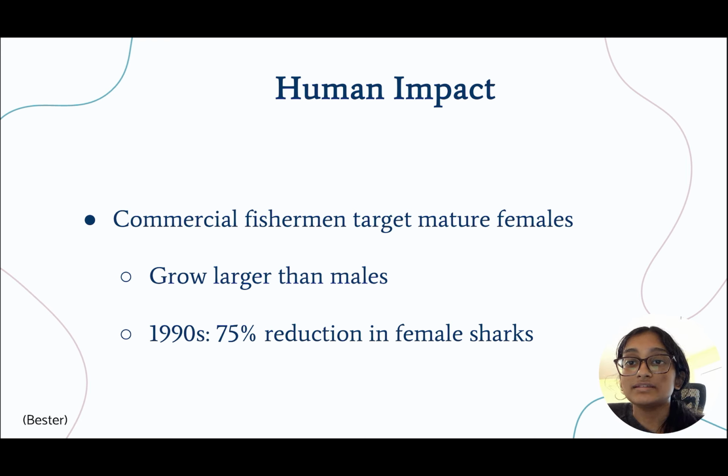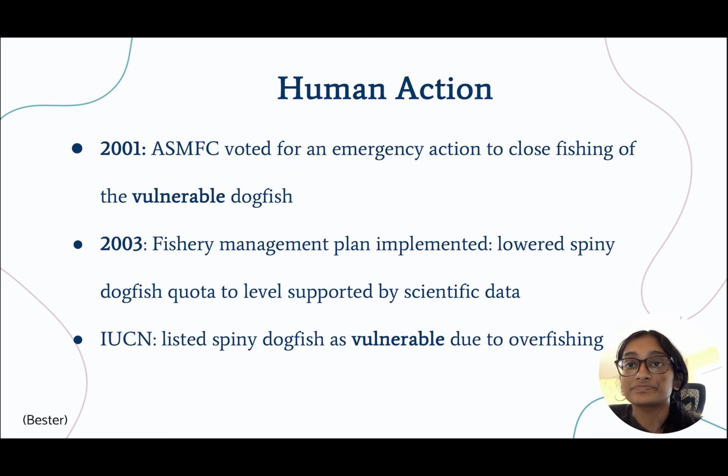And in the 1990s, because of all of the commercial fishing that was occurring for these females to be a food source, there was over a 75% reduction in female sharks. This statistic is very dangerous as it could potentially pivot the spiny dogfish to being endangered. Luckily, human action has been taken since to reduce the number of Carolina dogfish species decrease annually.